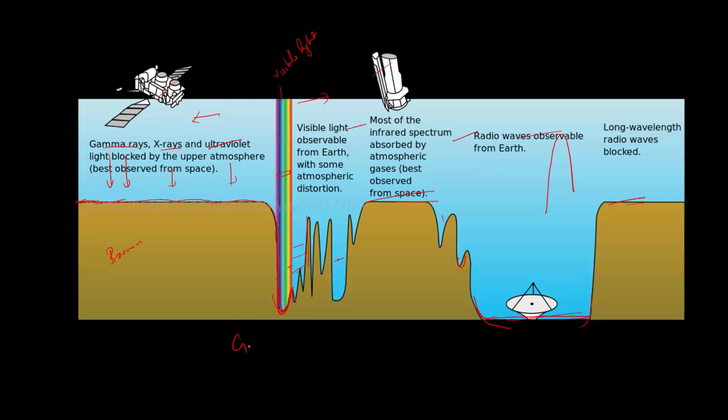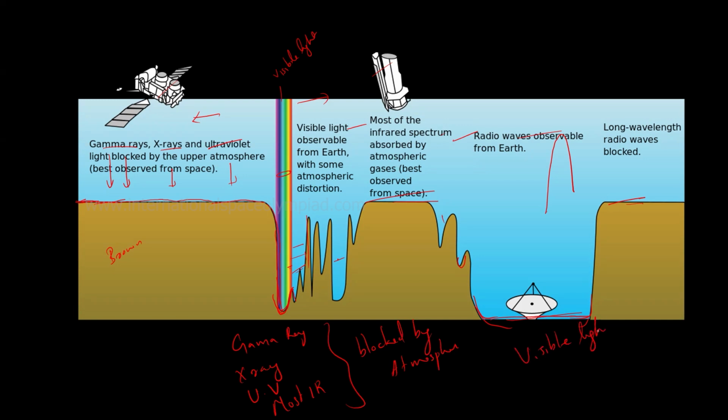Gamma ray, X-ray, ultraviolet, write it as UV, and most infrared are blocked by the atmosphere. Then visible light is allowed. Then some infrared, that is IR. Then most radio is allowed by Earth.